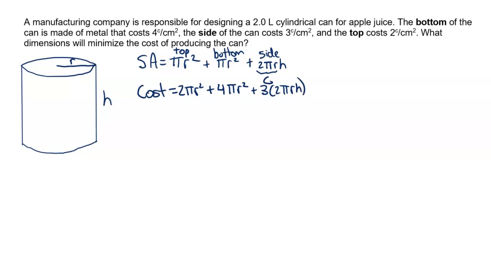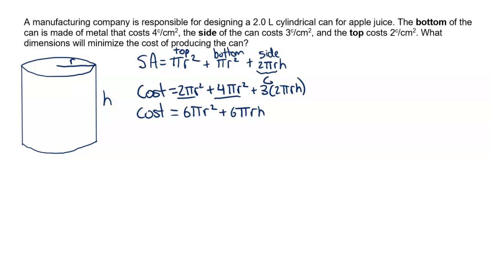And so now what I want to do is I want to simplify this equation. And what I can do here is I can bring these two terms together, and that's going to give me 6 pi r squared. They're like terms, so I can add the 2 and the 4. And then the 3 times 2 on the other term gives me 6 pi r h. And so that's my cost equation.